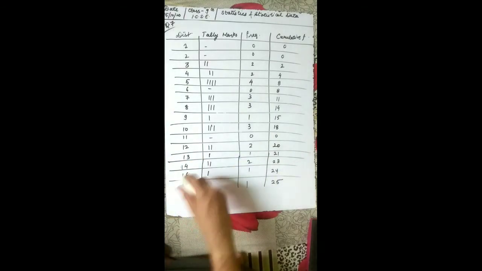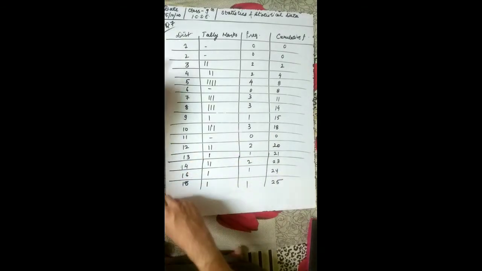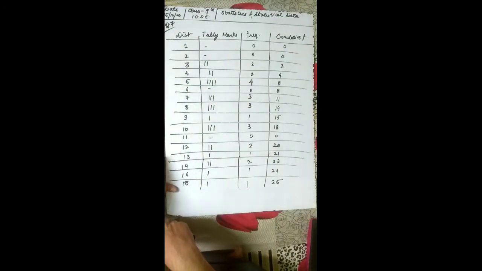How to do it? First, see, I've made a column where I've written 1 to 18.